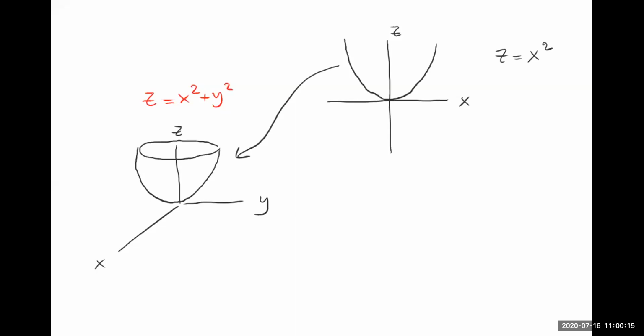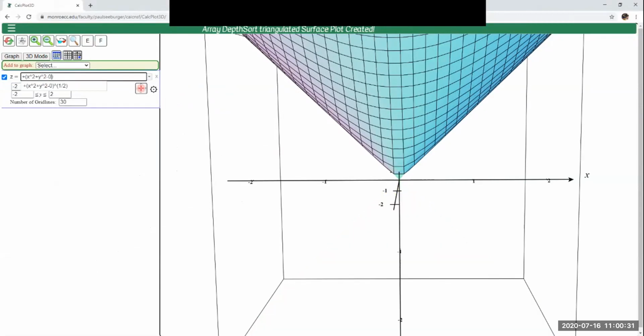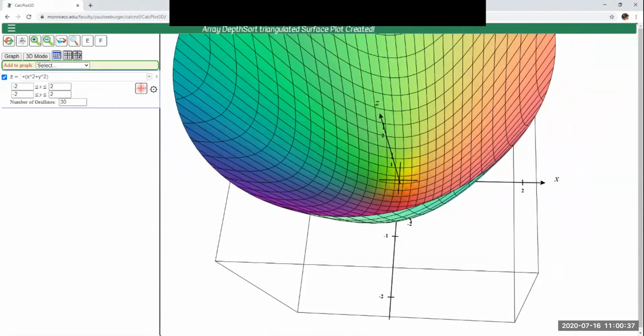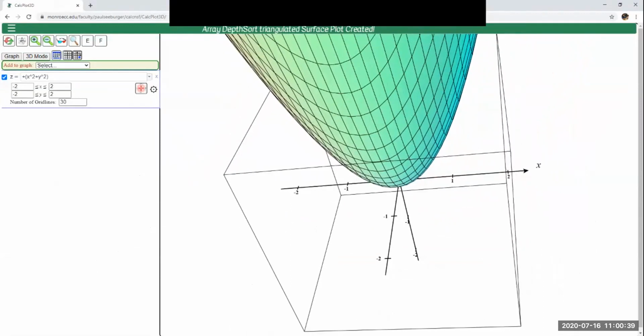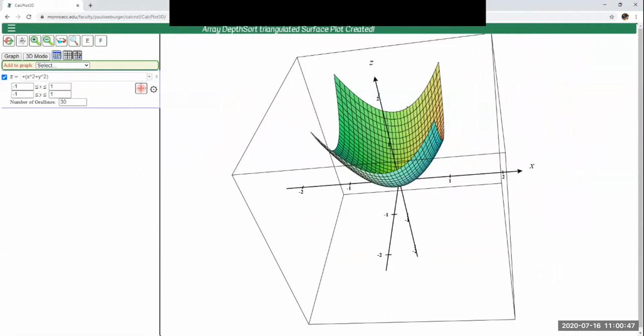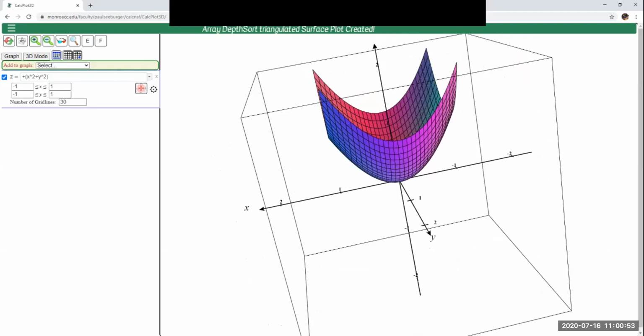Let's make sure. So z is equal to x squared plus y squared. There is no other equation. Okay, that's what we would get. Let's maybe change the scale. Okay, so that would be the answer.